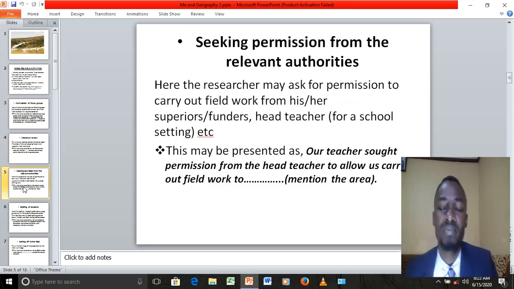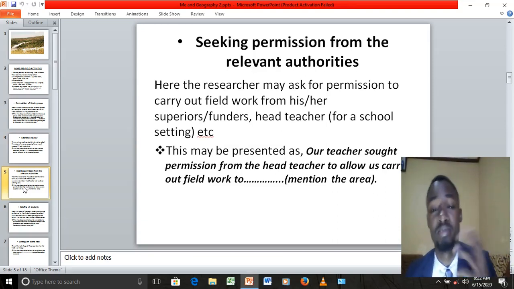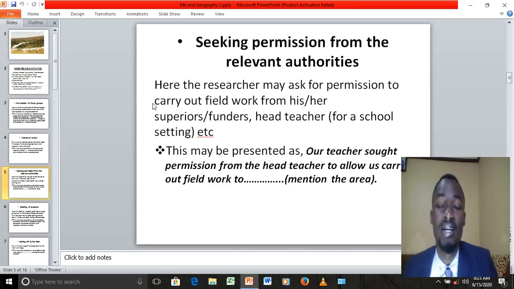Then before you go for a field, you need to get permission from the relevant authorities. For a school setting, it is the head teacher, maybe the principal or the director. For other research institutions, it could be the heads of departments. So here the researcher may ask for permission to carry out fieldwork from his or her superiors, funders in the case of organizations, or the head teacher for a school setting. So how are you as a student supposed to present it?